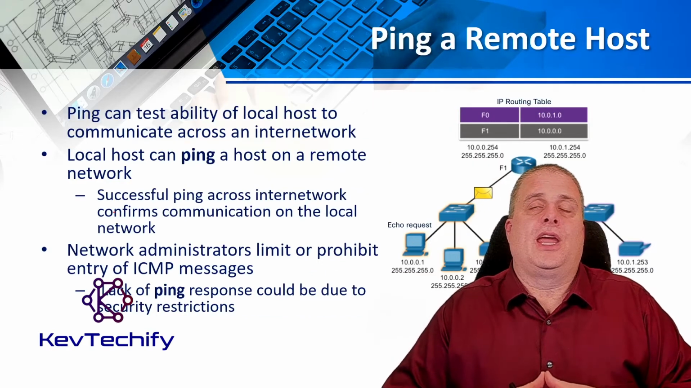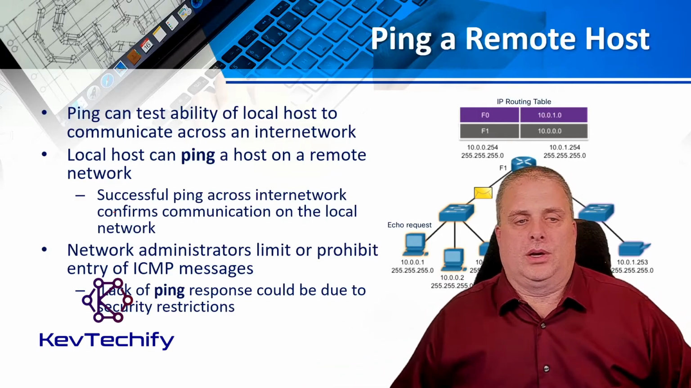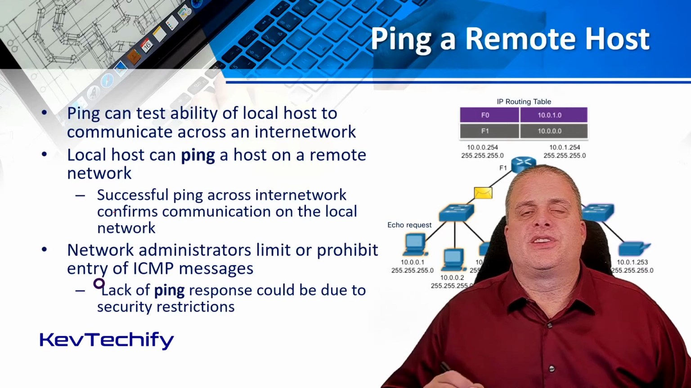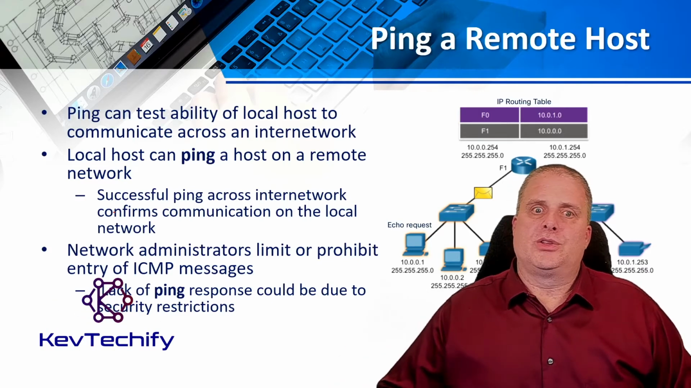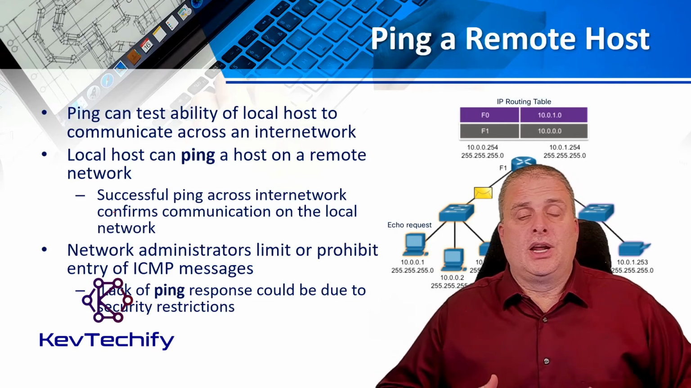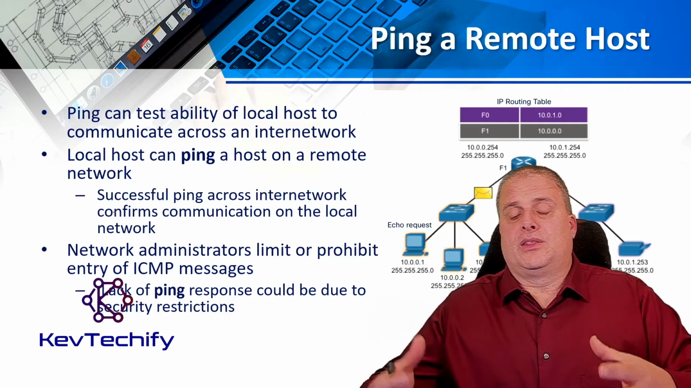Once you ping your default gateway, the next step is to go further out. Ping something else on a remote network. If you can successfully ping a host on a remote network, that shows all of your local host information is right. That shows that your router's set up, that routing is set up, and that the rest of your network is working good.